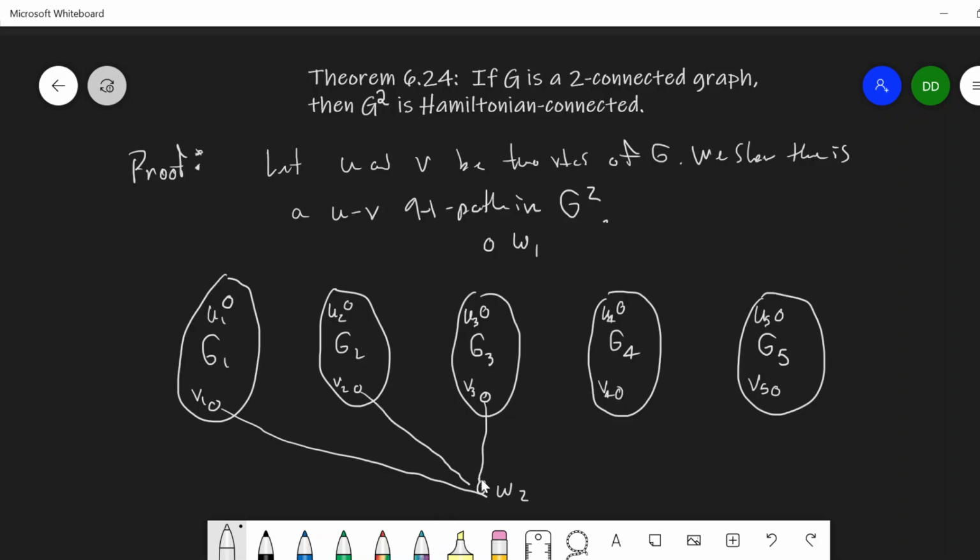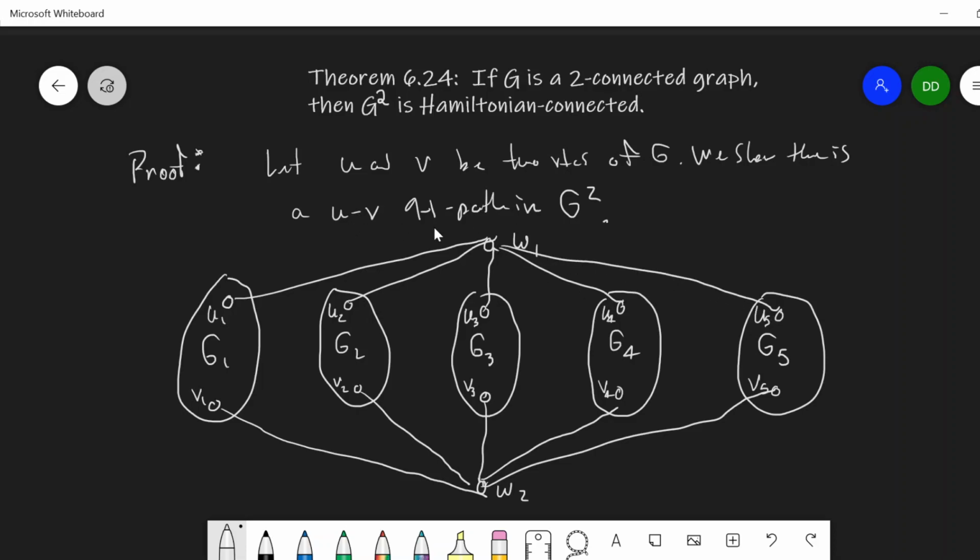And I'm going to join up W2 to all of the V's, all of the copies of V, and W1 to all of the copies of U. All right, so I've formed this new graph. I believe we're going to call this new graph F.